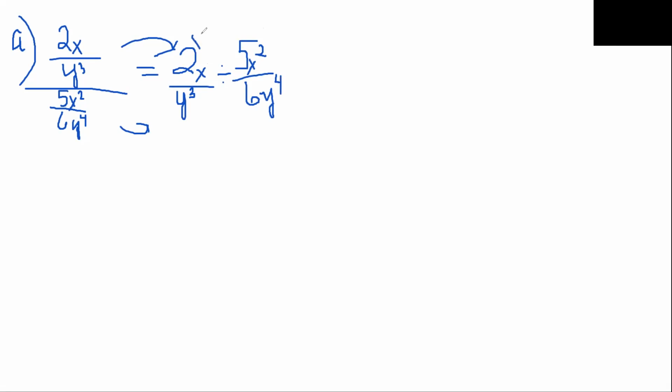So right away with dividing, remember we must apply keep, change, and flip. In that procedure, we're now dividing. We will keep 2x over y cubed, we will keep that fraction as stated. We will then change division to multiplication, and the flip will now occur with the divisor fraction. So that simply means x squared will now move to the denominator, and 6y to the fourth will now move to the numerator. So let's do that flip: 6y to the fourth over 5x squared.